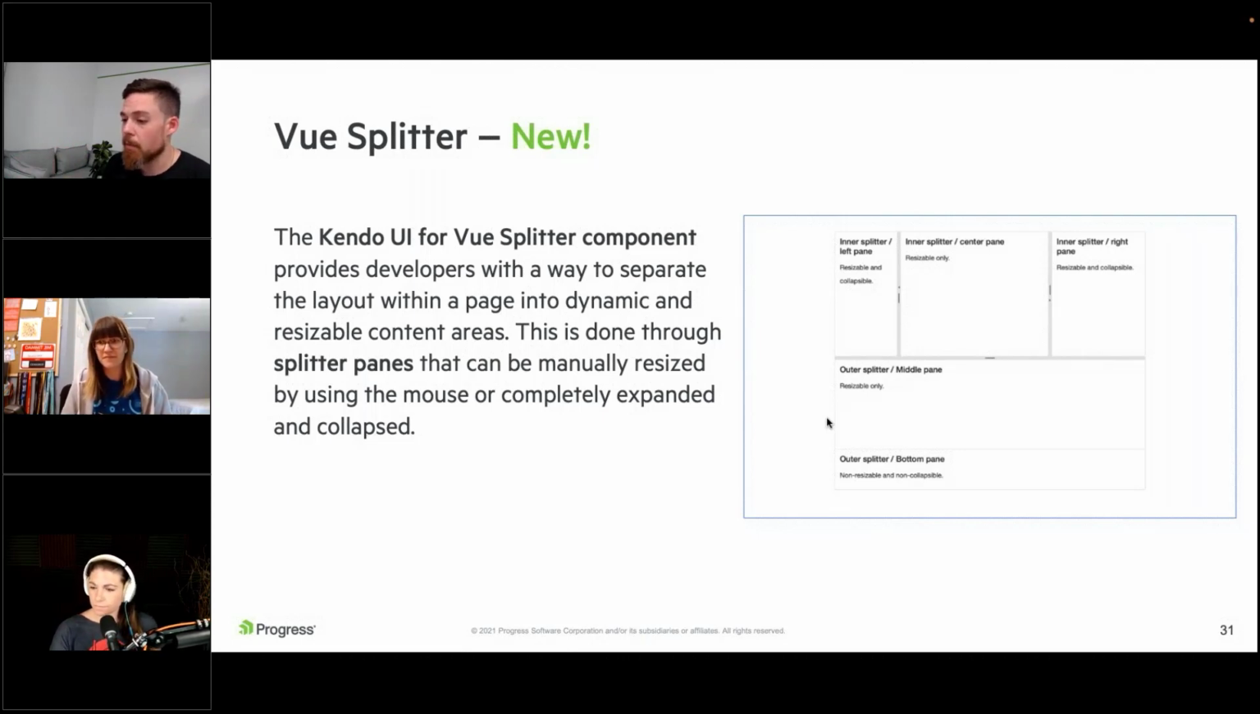And these panes can be static, so you give them a fixed width and height. They can also be resized by clicking and moving the handles that you see, the little line, and moving left and right. And you can also expand and collapse them by clicking on those areas. And that just gives you a way to provide a little bit more dynamic layout within your application.